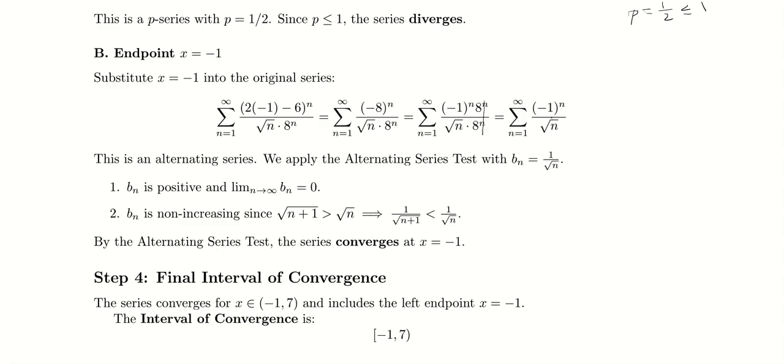Now, this is an alternating series with b sub n equal to 1 over root n. This 1 over root n goes to 0 as n approaches infinity. It is decreasing, clearly, because the denominator is getting bigger and bigger. And by the alternating series test, this will converge at x equals negative 1. So we want to make sure we include negative 1 and not include 7. So this is going to be the interval of convergence.